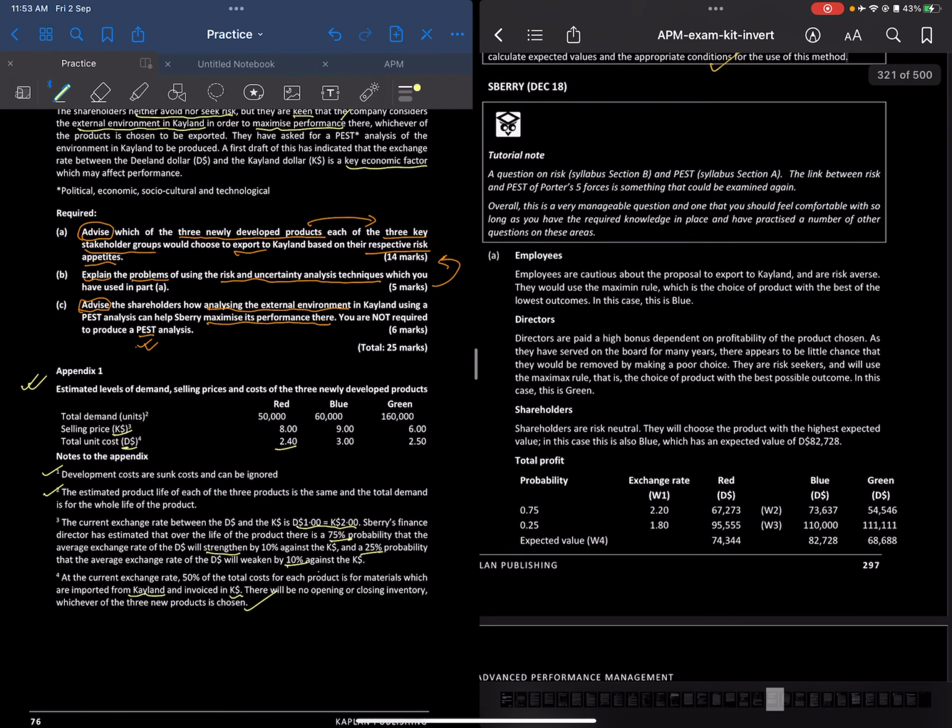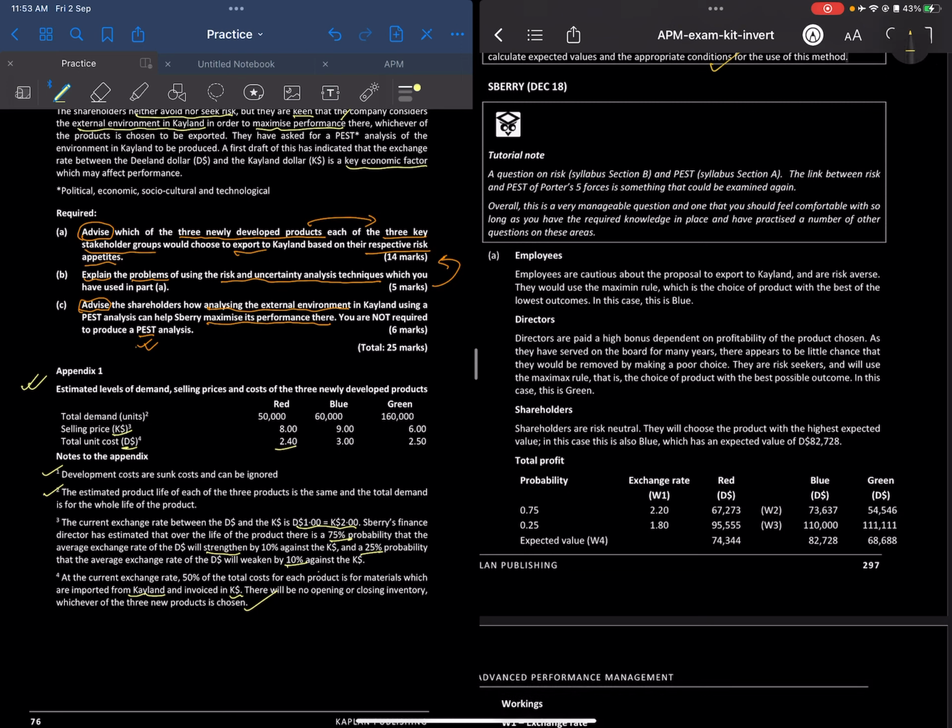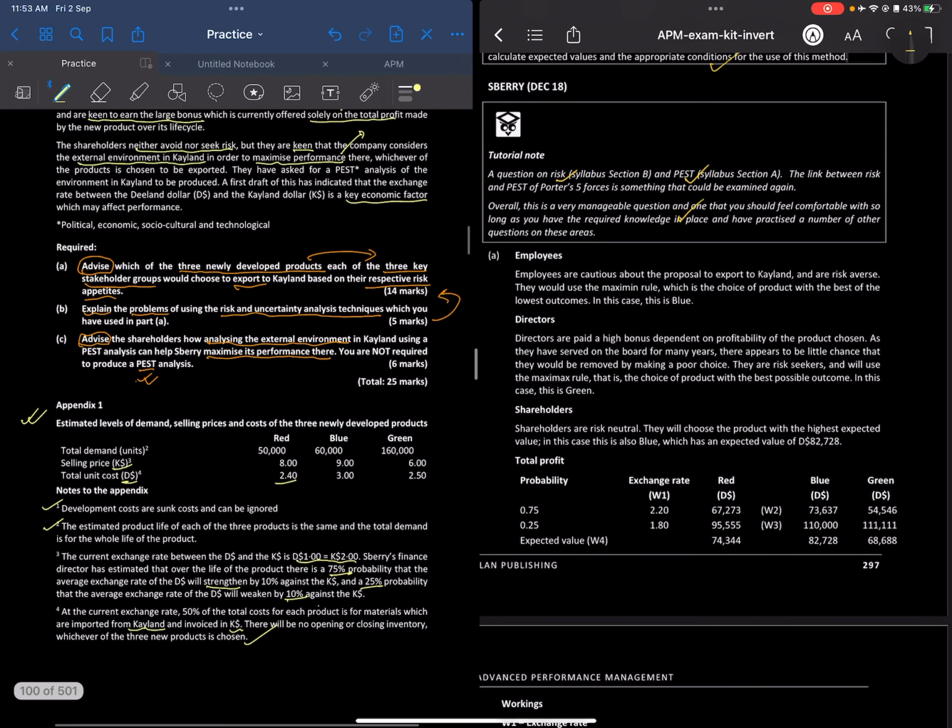Right, so right now what's happening over here is basically, sorry about that. The question is on RICS, so RICS and then PEST analysis, and then linkage between RICS and PEST. That will come later on. In the first part, what do you need to do? Advise which of the three products each of the three stakeholders would choose to export. So first of all, let's do the calculation.